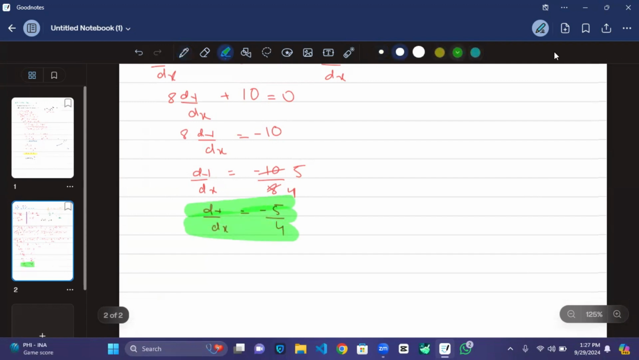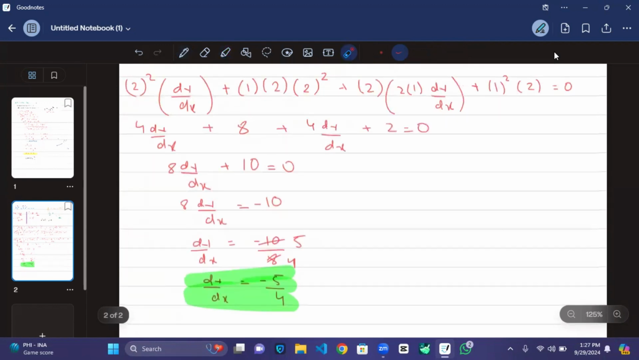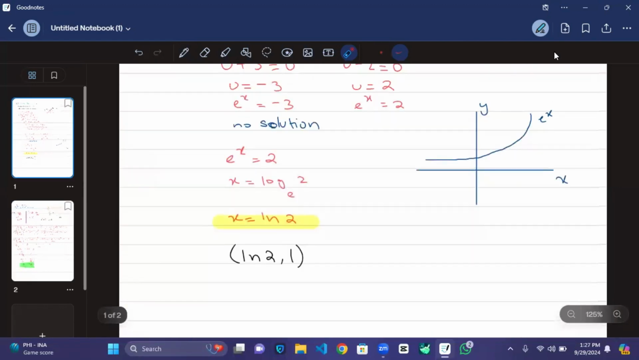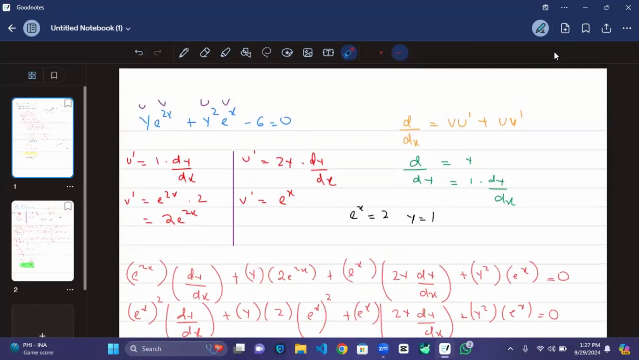So this is basically the final answer of the question. Dy over dx is equal to minus 5 over 4 at the point where x is equal to ln2 and y is equal to 1.